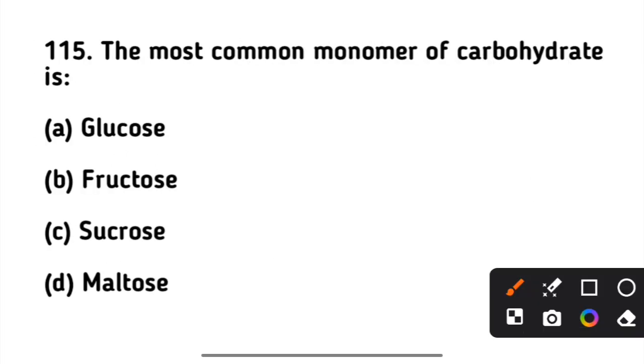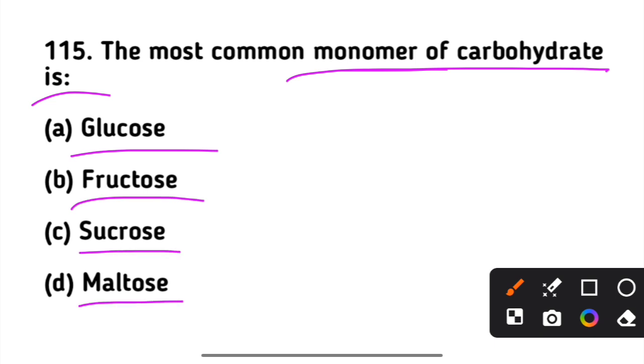Next, the most common monomer of carbohydrate is glucose, fructose, sucrose, maltose. Option A is correct, glucose. The most common monomer of carbohydrate is glucose.